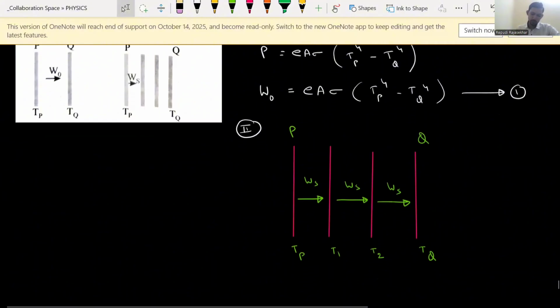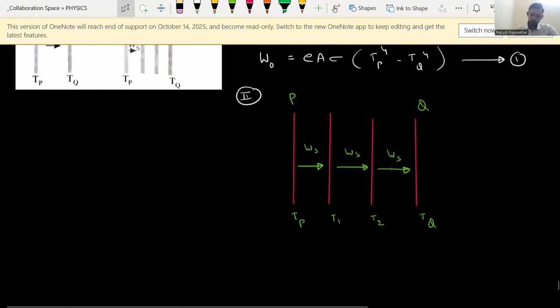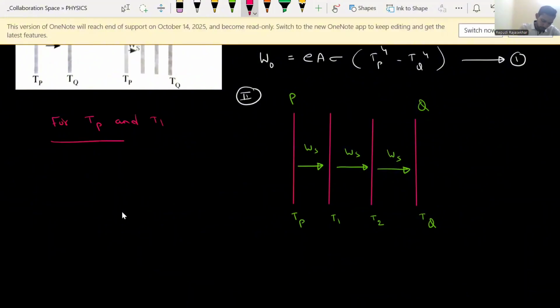Now write the equation step by step. First of all, between Tp and T1, for the plates at Tp and T1, I am writing the equation. So Ws equals to, just apply the formula, E sigma A Tp power 4 minus T1 power 4. This is one equation.